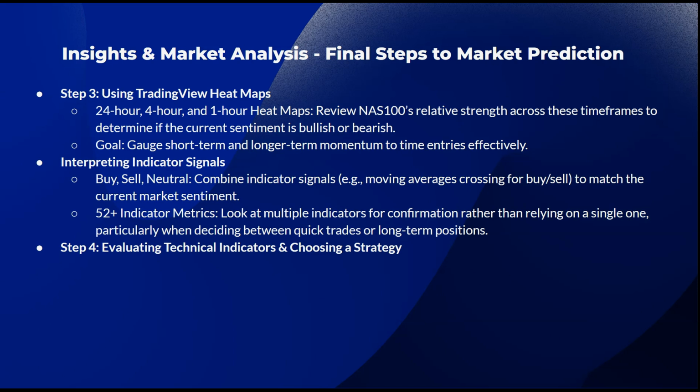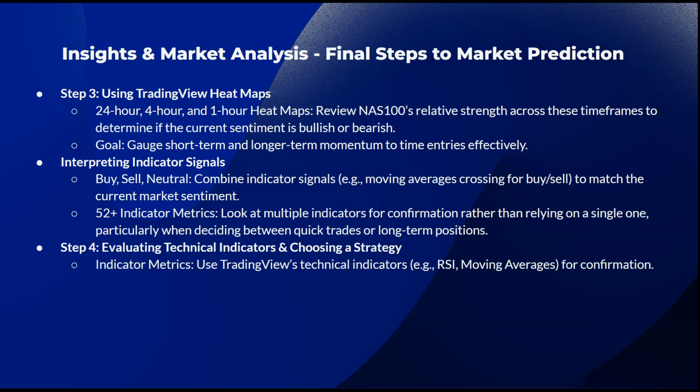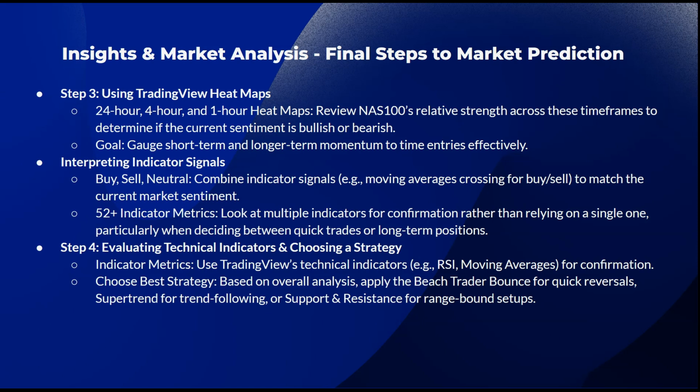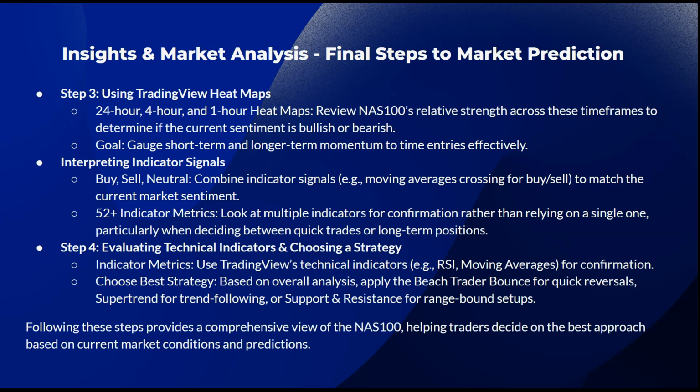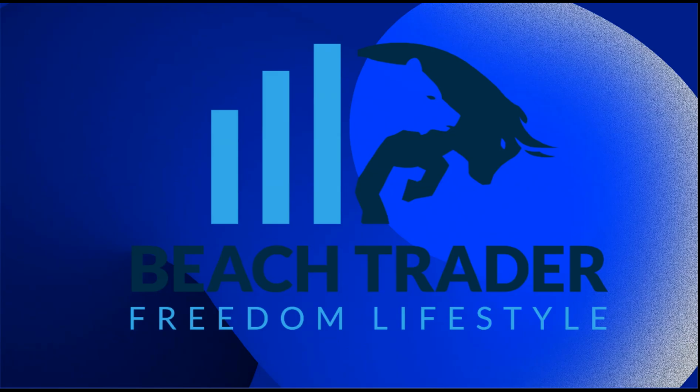Step 4, evaluating technical indicators and choosing a strategy. Indicator metrics: use TradingView's technical indicators, the RSI, moving average, for confirmation. Choose the best strategy based on overall analysis. Apply the Beast Trader bounce for quick reversals, Supertrend for trend following, or support and resistance for range bound setups. Following these steps provides a comprehensive view of the NAS100, helping traders decide on the best approach based on current market conditions and predictions. Beast Trader, Freedom Lifestyle.